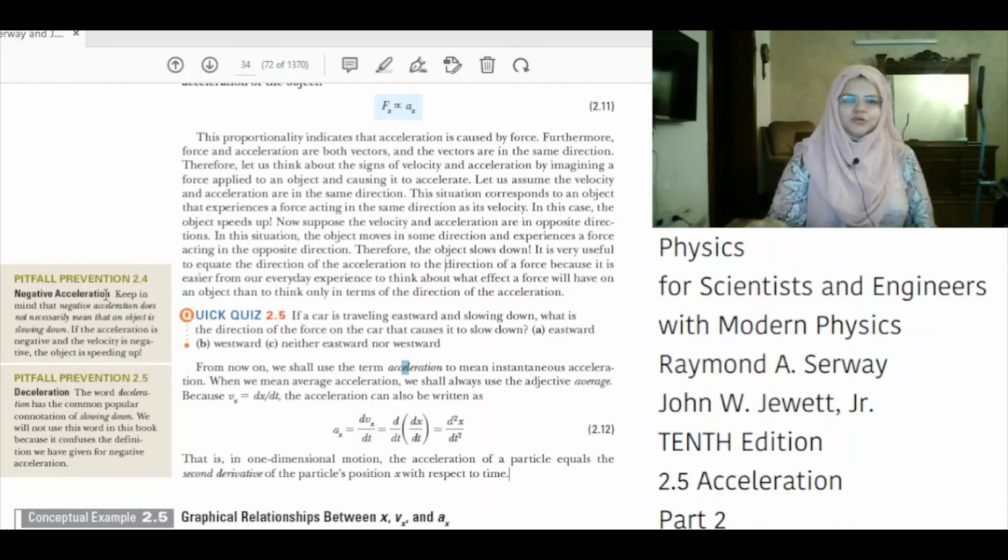Pitfall Prevention 2.4 Negative Acceleration. Keep in mind that the negative acceleration does not necessarily mean that an object is slowing down. If the acceleration is negative and the velocity is negative, the object is speeding up. Pitfall Prevention 2.5 Deceleration. The word deceleration has a common popular connotation of slowing down. We will not use this word in this book because it confuses the definition we have given for negative acceleration.